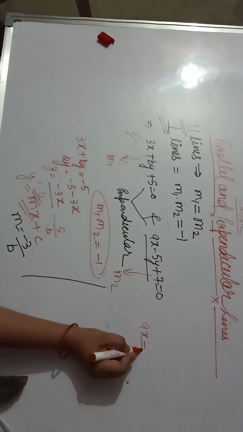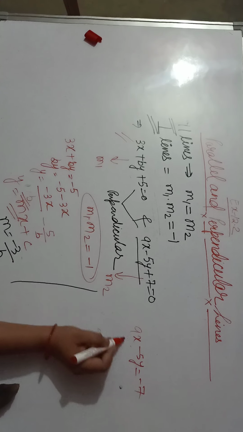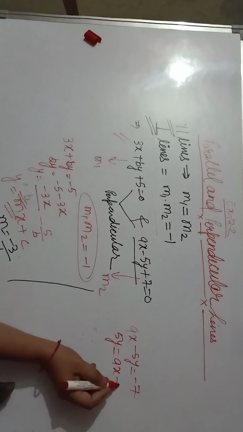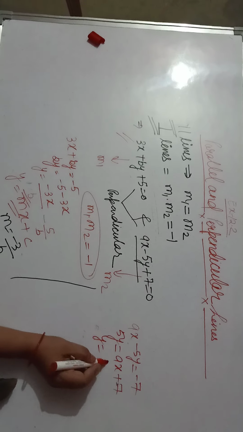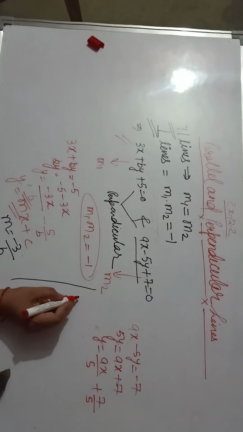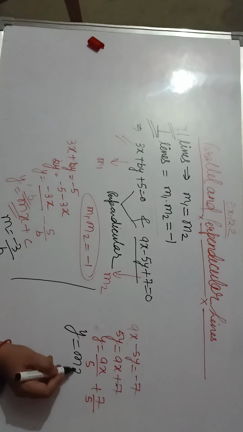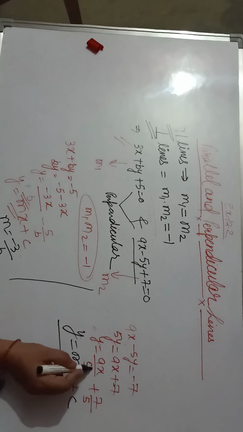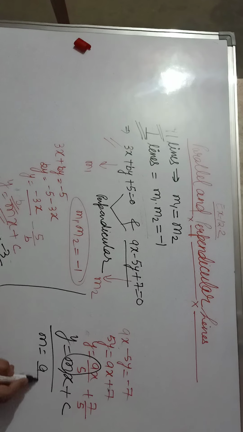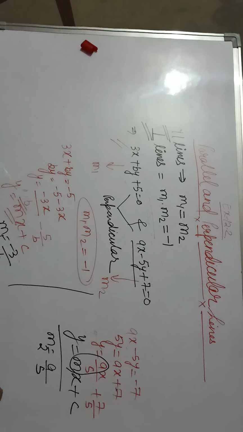Now from the second equation, ax minus 5y is equal to minus 7. So 5y is equal to ax plus 7. So y is equal to ax by 5 plus 7 by 5. By comparing with y is equal to mx plus c, we have the value of m as a by 5. This is the second, so we have the slope m2, and this is m1.